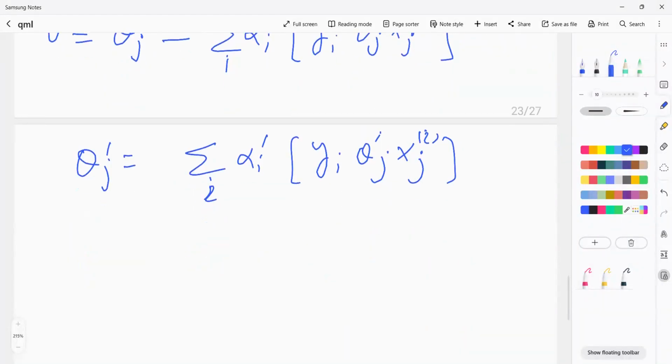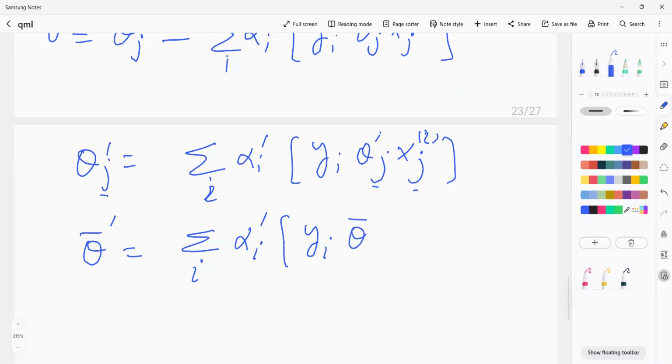And now this is for theta j, and this would be true for each j, which means that the full theta vector would just be the sum over i of alpha i yi xi. So I have the same equation for each theta j, the same equation for the full theta dot x. So for the full vector, we'll have an equation like this.